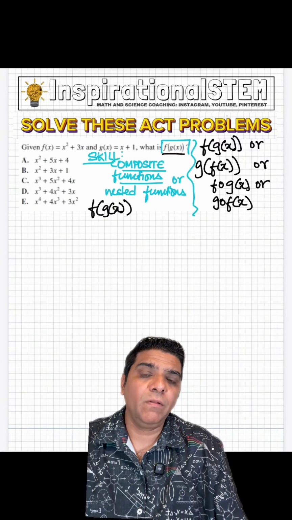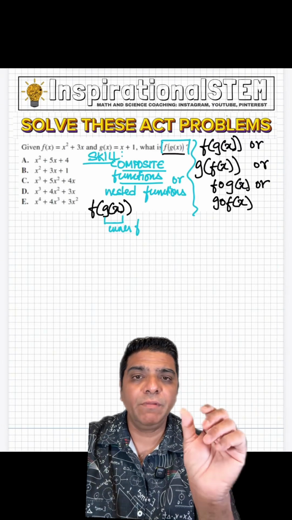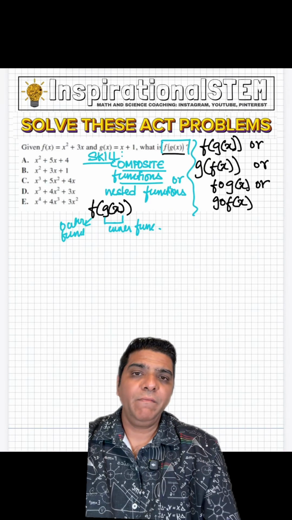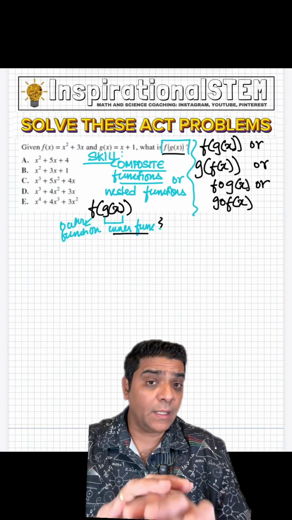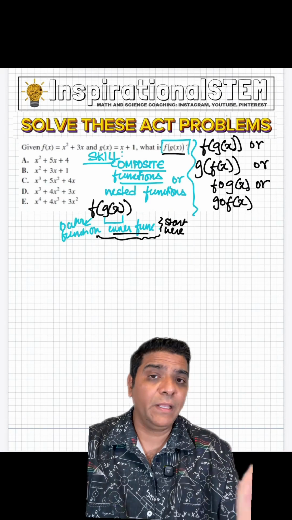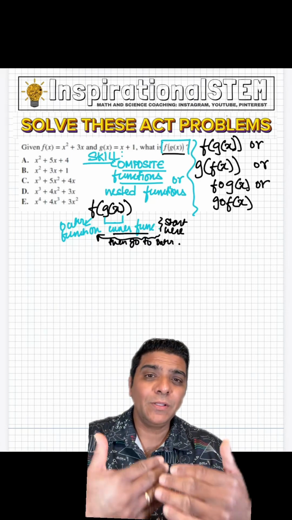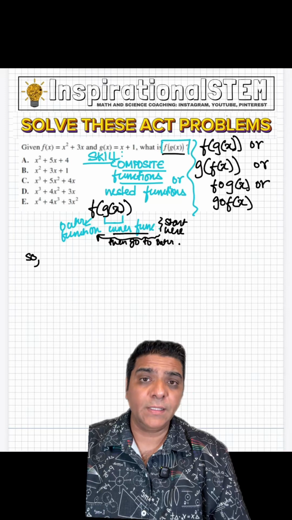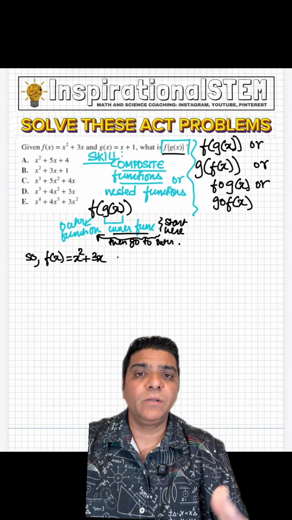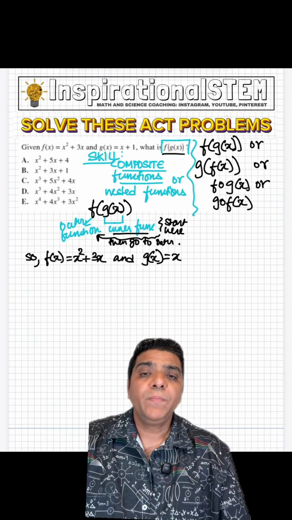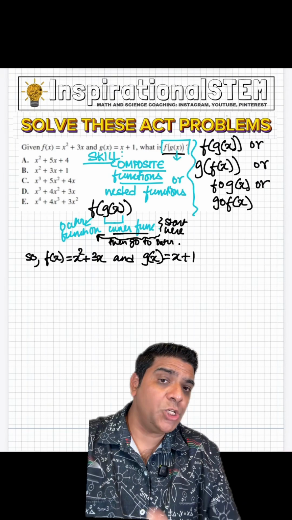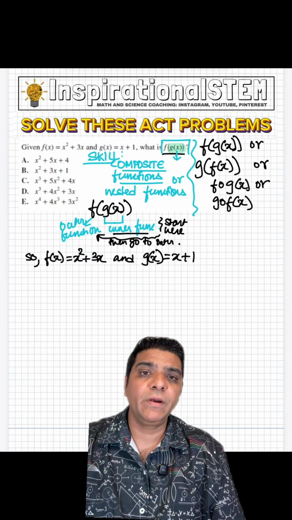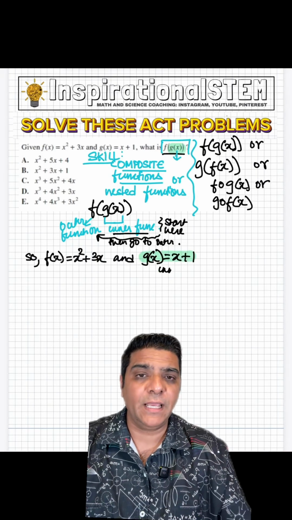Okay, so how do we solve these? The way we look at this is that we have an inner function, g of x, and we have the f which is outside, so that's the outer function. So we're going to start working with the inner function first, the g of x, and then we're going to go outward into the f of x, the f function. In this case, f of x is x squared plus 3x and g of x is x plus 1. So we're going to start with the inner function, g of x is x plus 1.